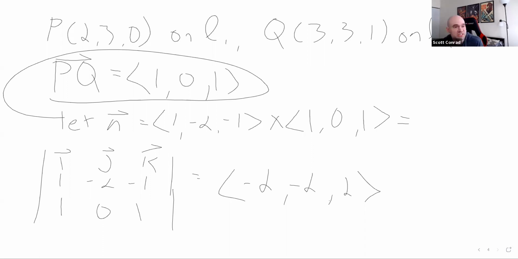You just need some vector parallel to your plane and some other vector parallel to your plane. But you don't want those two to be parallel to each other. Otherwise, when you take the cross product, you get the 0 vector. But any two such vectors will be fine. So when we take the cross product, we get negative 2, negative 2, 2.